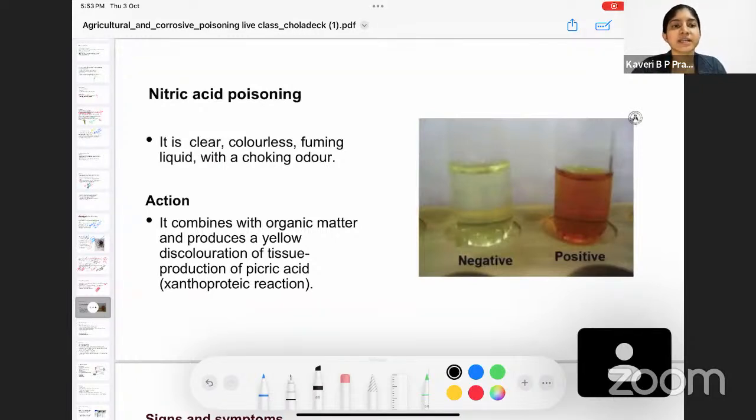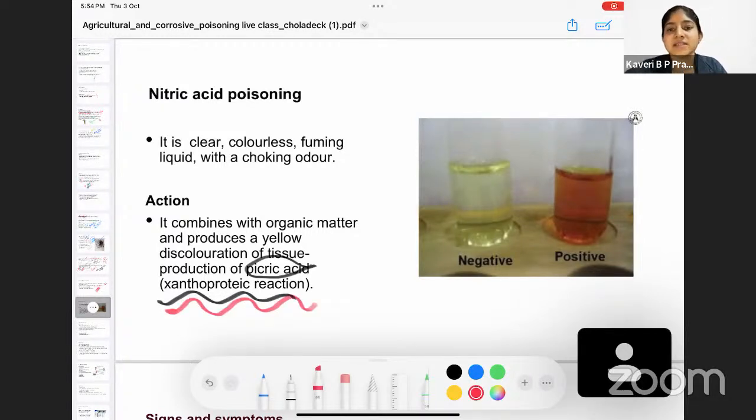Coming to the next one, nitric acid poisoning. Now, as I told you, first you need to write about what is nitric acid. Just one simple point about it. It is a clear, colorless, fuming liquid with a choking odor. Now, coming to what is its action. It combines with organic matter and produces a yellow discoloration of the tissue because of the production of picric acid. And this process is called xanthoproteic reaction. Write it and underline xanthoproteic reaction.